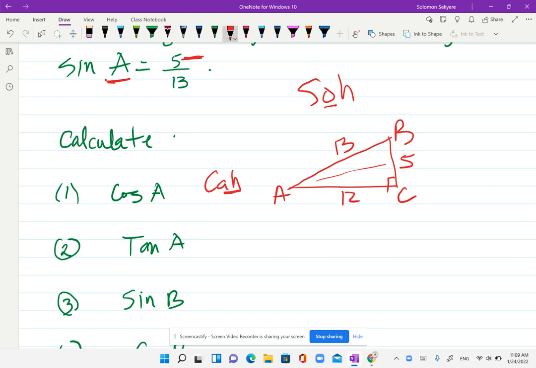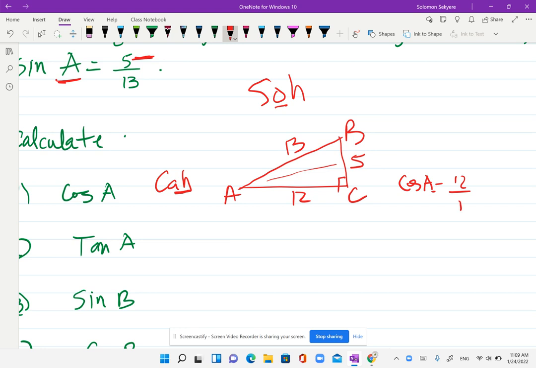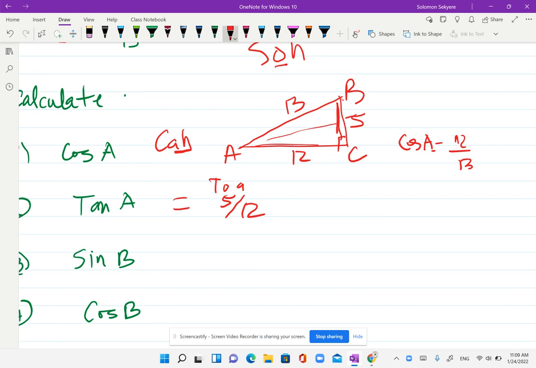So what do we know about cosine of A? Cosine of A is adjacent over hypotenuse, 12 over 13. You're done. Now I can calculate tangent of A. Tangent is opposite over adjacent, so it will be opposite 5 over adjacent 12, so 5 over 12. Okay, see that, we are done: 12 over 13, 5 over 12.